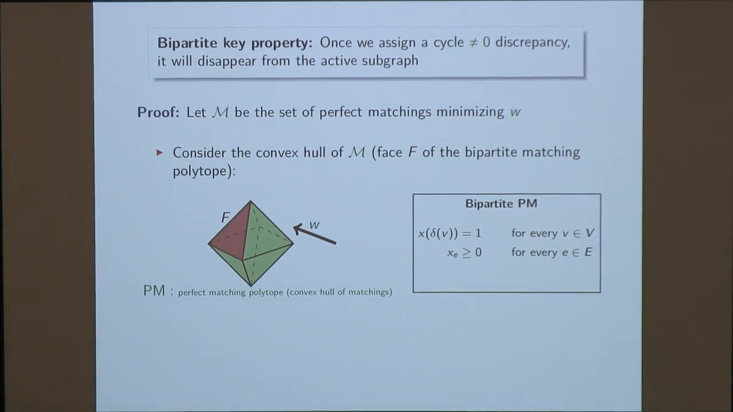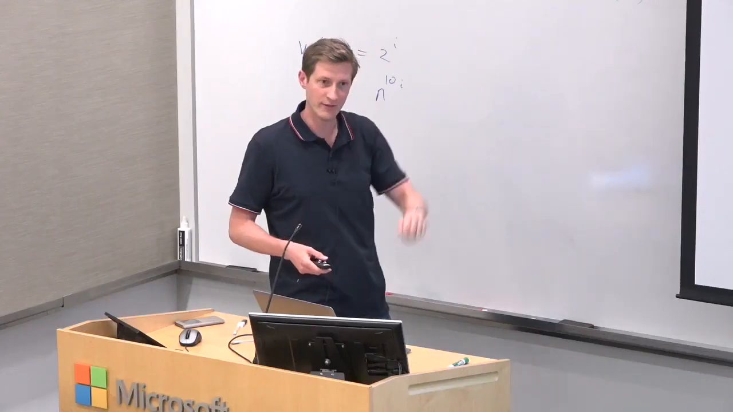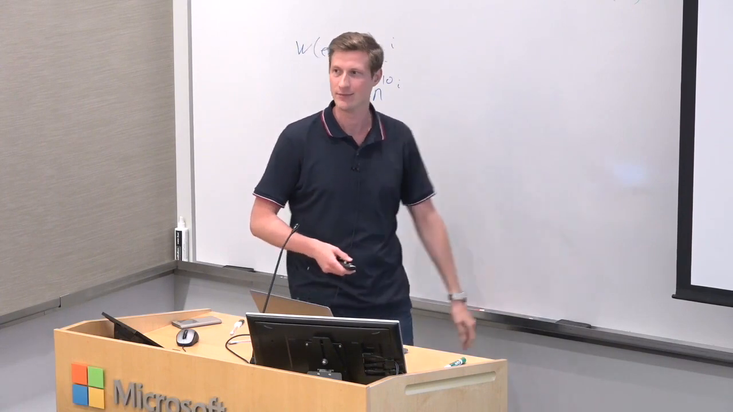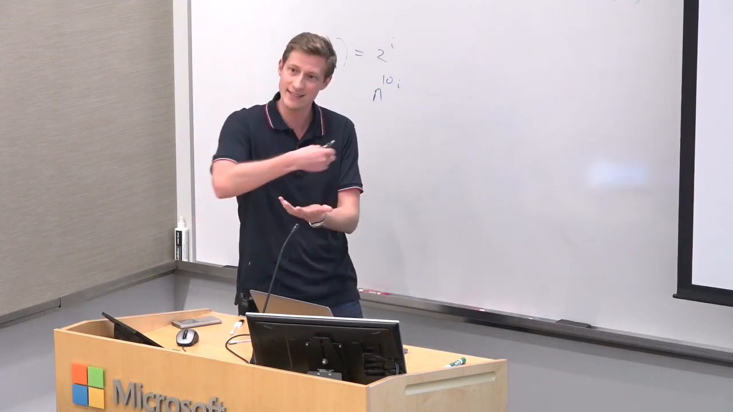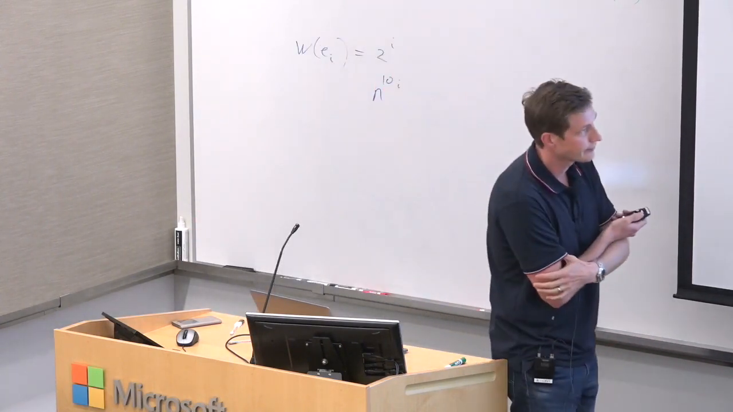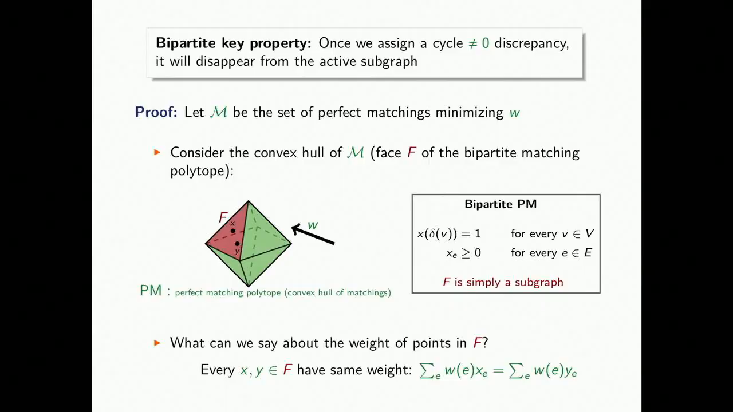Okay. So this face, F, is obtained by dropping some edges. So any face of the bipartite matching polytope is just a subgraph where you deleted some edges. And that's what's going to happen. We're going to delete some edges of the cycles. All right. So what can we say about the weights of the points in F? That's maybe too trivial a question. So F was minimizing the weight function.